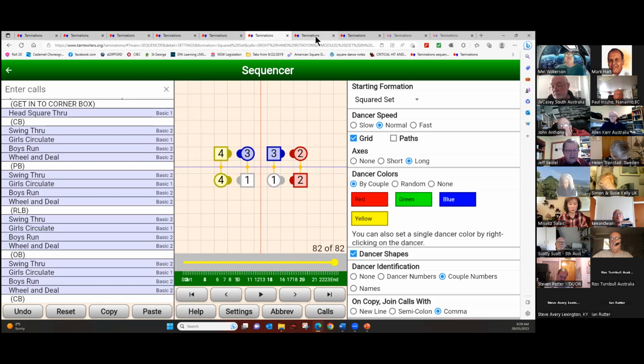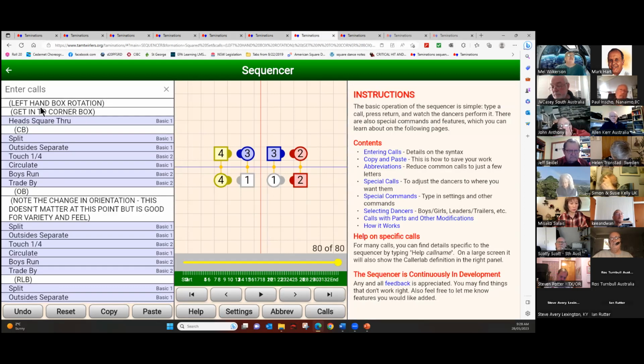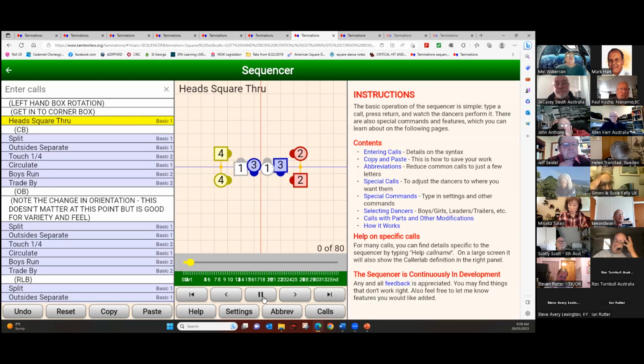And of course, the same thing works with left-hand dancer rotation. Now you remember what I said about the rotation? We're not looking at the orientation on the floor because that can change. This is one that changes the orientation, but it's still the same. So I've got my get into a corner box. And I'm just using a corner box because it's an easy reference example.